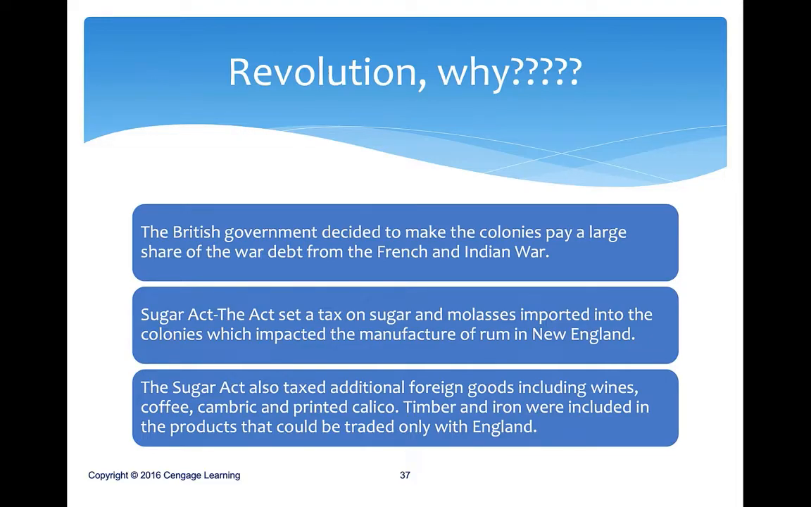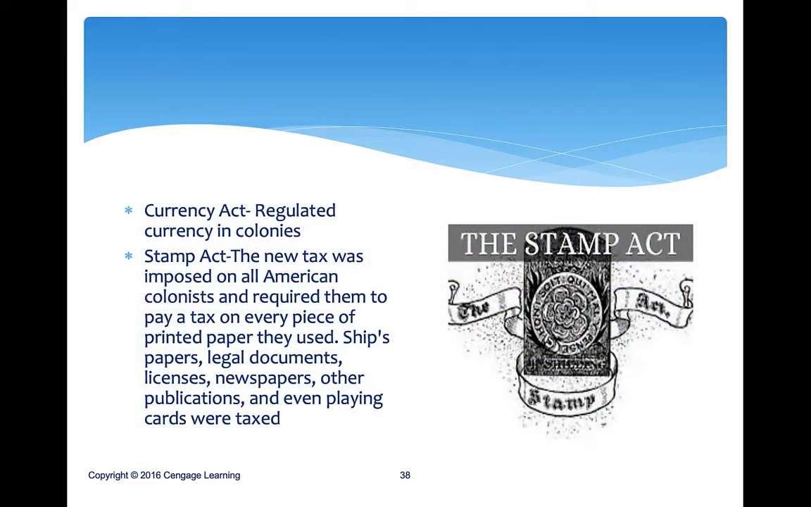One of the first things they did was the Sugar Act. This was an act that set a tax on sugar and molasses imported into the colonies, which impacted the manufacturing of rum. The Sugar Act also taxed wines, coffees, cambric, and printed material, and timber and iron were included in the products that could only be traded with England. So you could see the colonists could not really profit too much from any type of merchandise or goods that they had.